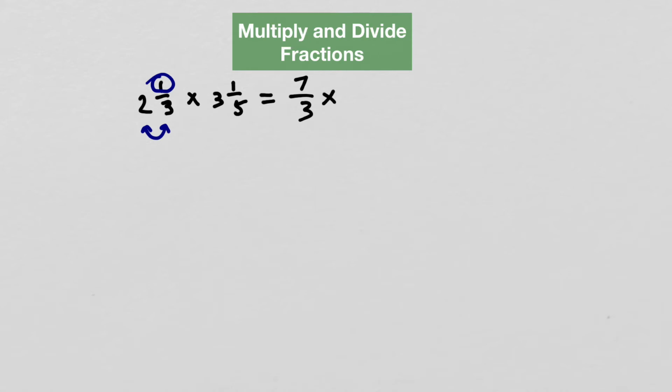Times, and then we do the same thing for the second term. We're going to multiply 3 times 5 and then add 1. So 3 times 5 is 15, plus 1 is 16. We keep the denominator, okay? Now we multiply like we did in the original problem. So multiply across the numerator. 7 times 16 is 112. And then 3 times 5 is 15. Okay?